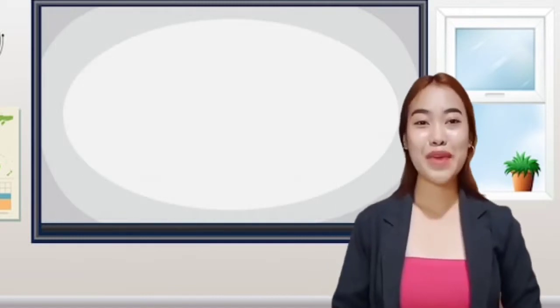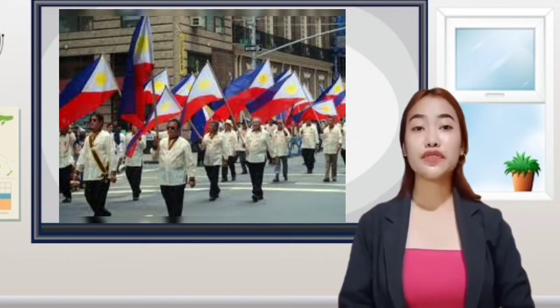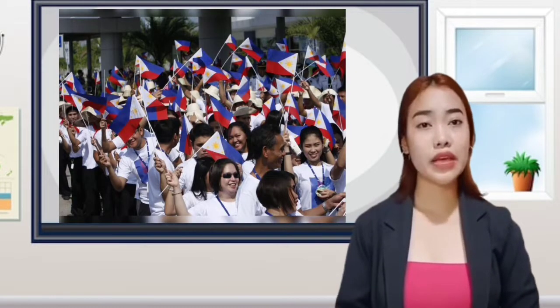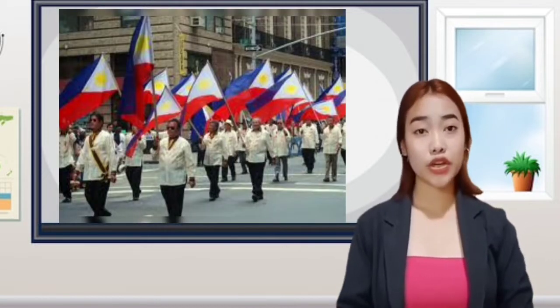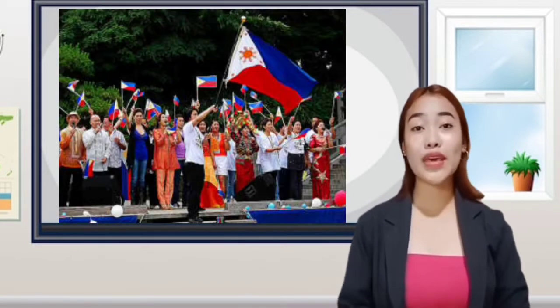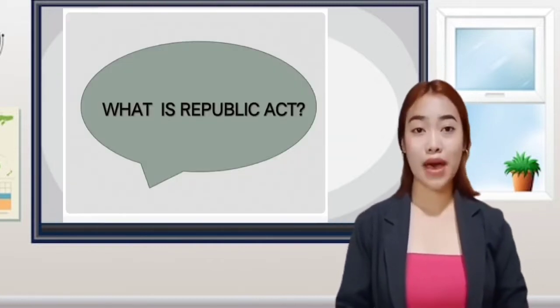As we all know, being patriotic means having love and respect for our country. To survive in peace and harmony, united and strong, we must have oneness among people: one nation, one flag. But before going into detail, let me first introduce what a Republic Act is all about.